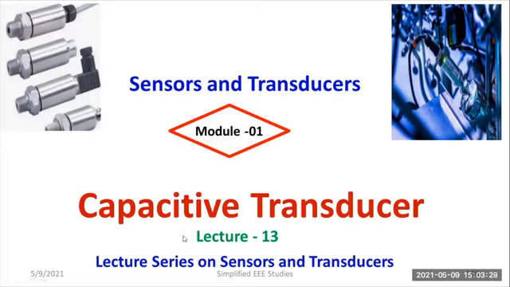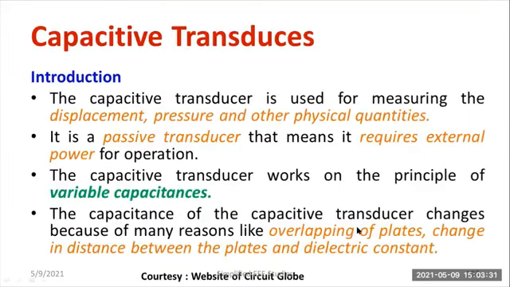Let me discuss the capacitive transducer. First and foremost, let us have a brief introduction. What do you mean by a capacitive transducer? In fact, the capacitive transducer operates based on the principle of variable capacitance. So it can be mainly used for the measurement of displacement, pressure and other physical quantities. These are the non-electrical quantities.